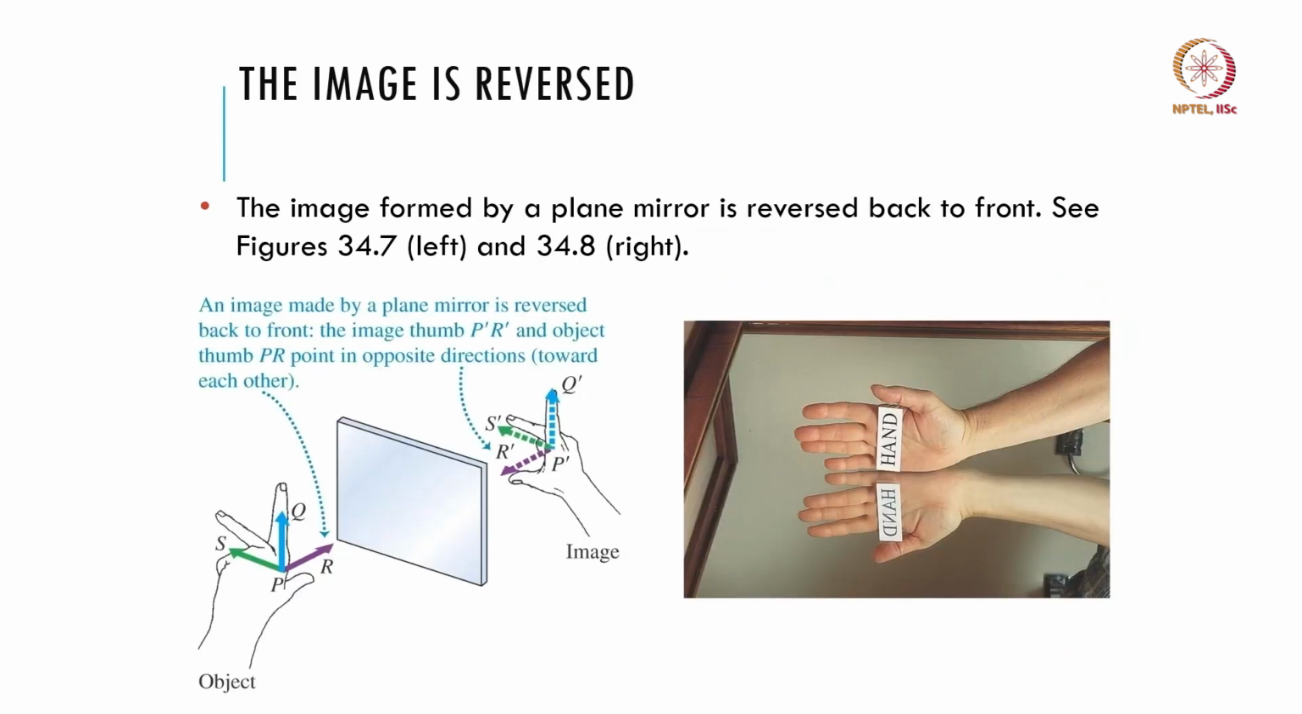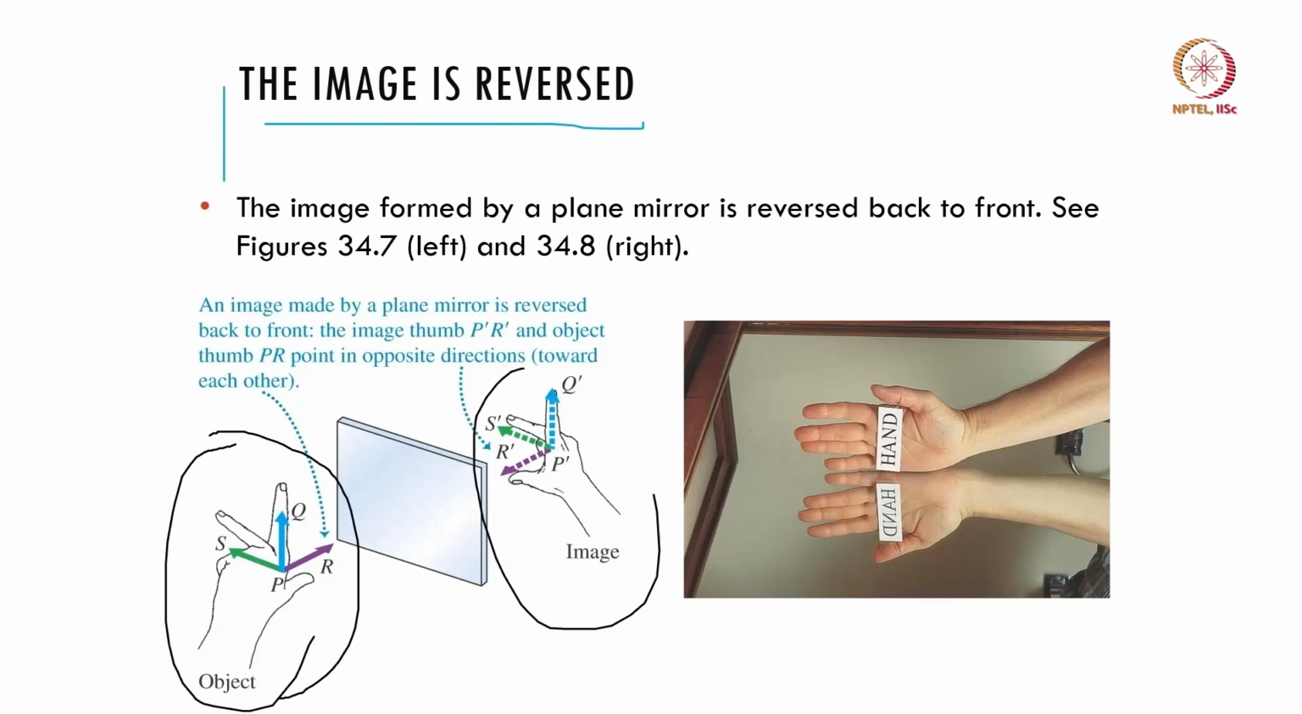Now let's see why the image is reversed. Here we can see the object, which is a hand, and the image is the reflection of the hand. If we see in both object and image, for the image to be the reflection of the object, in both the cases the thumb has to point towards the mirror. As we can see, the PR is pointing towards inside, whereas P dash R dash is pointing towards outside. Thus, this is what we call reversing of the image in a mirror. This can also be seen in this image where the hand is reversed and even the letters written in the text are also reversed.